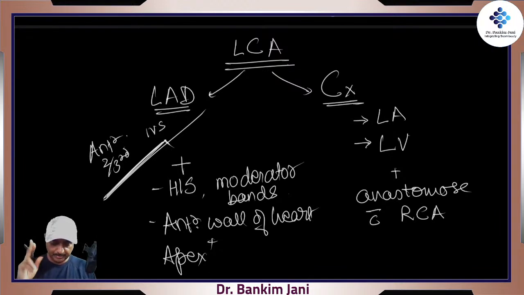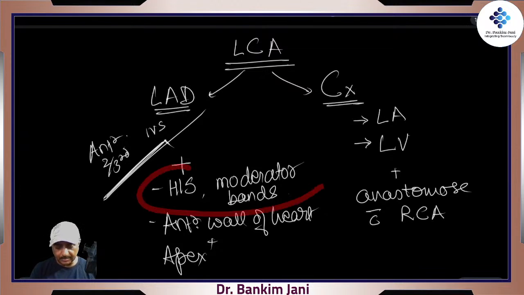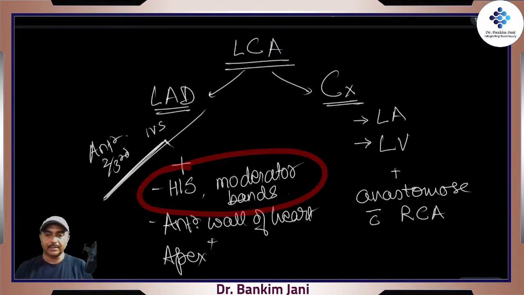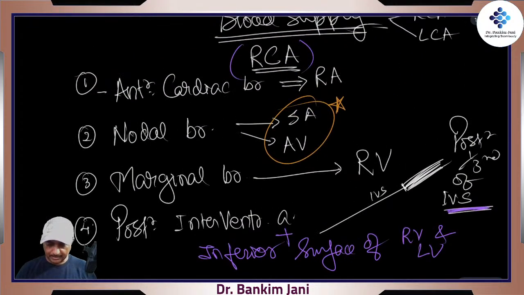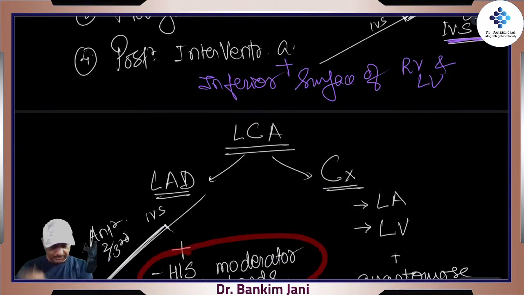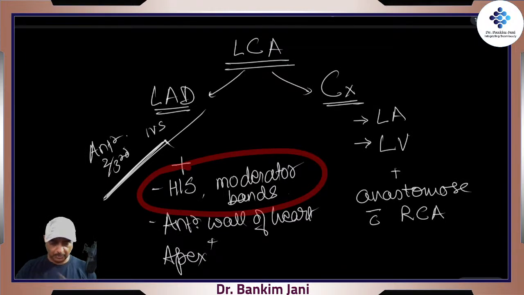Two things to be remembered: the conduction system of the heart is supplied by both the arteries, right and left. They can modify the question in any way they want, but we remember that the SA node and AV node are supplied by the nodal branches of the right coronary artery, and the rest of the things, the bundle of His, moderator bands, Purkinje fibers, all those, are supplied by the left coronary artery.